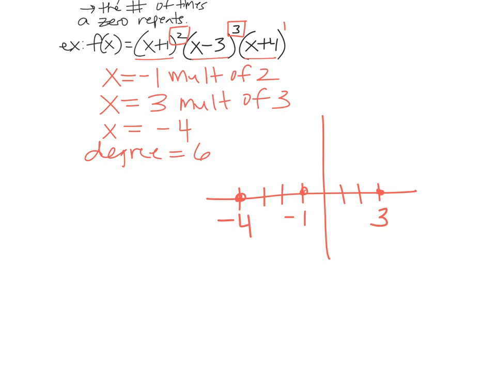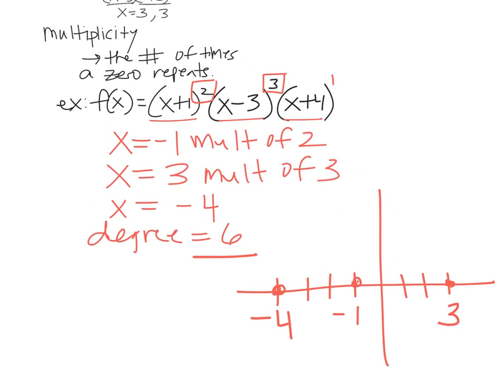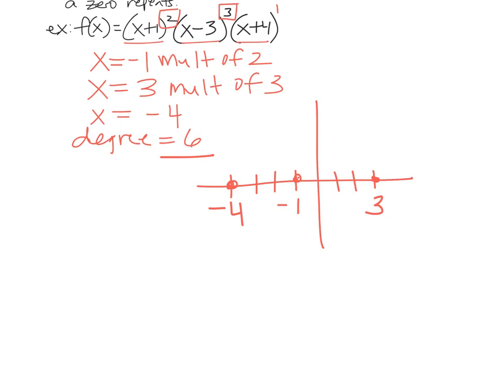With the degree being 6, that's important. It's 6, and the leading coefficient, see how all the x's are positive? The leading coefficient is going to be positive 2. So it's an even degree with a positive. That means it's going to rise to the left and rise to the right.